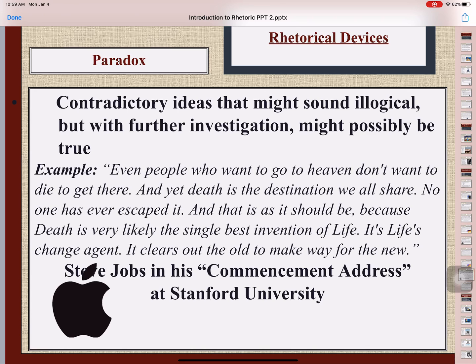So, paradox. Even people who want to go to heaven don't want to die to get there. And yet death is the destination we all share. No one has ever escaped it, and that is as it should be, because death is very likely the single best invention of life. It's life's change agent. It clears out the old to make way for the new.